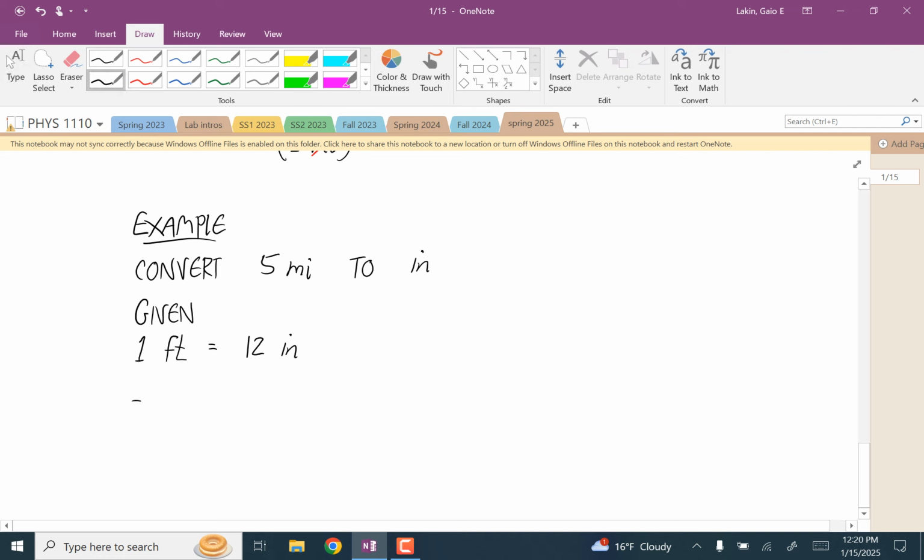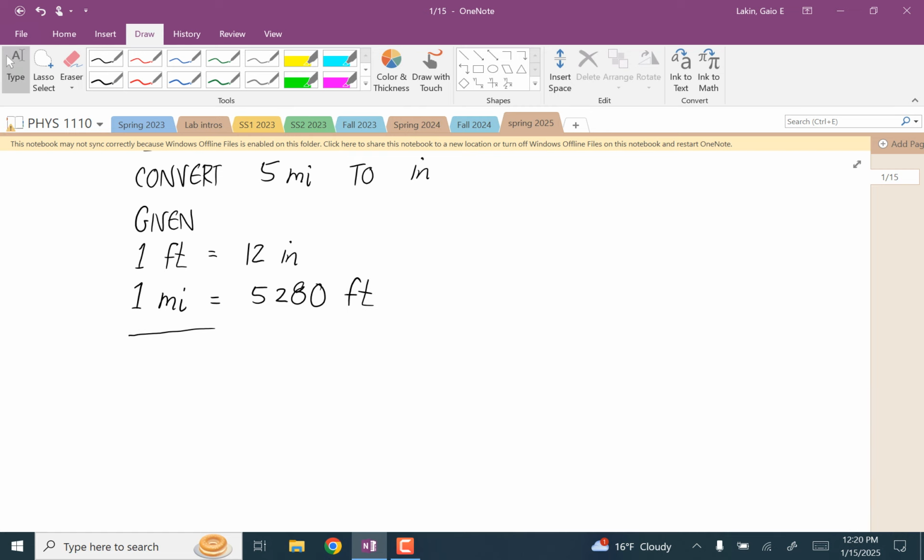And 1 mile is 5,280 feet. Okay, so this is going to be similar, but we're going to do it in 2 steps. We're first going to convert miles to feet, and then we're going to convert feet to inches.